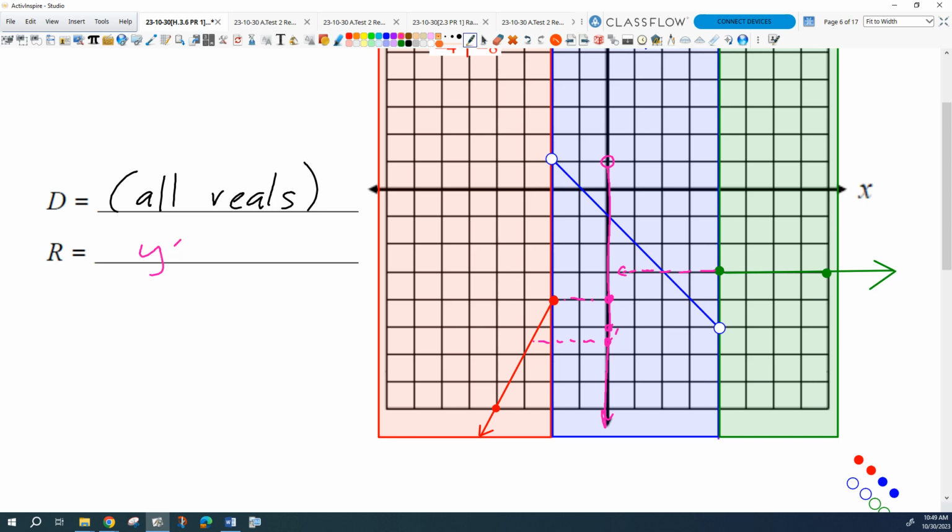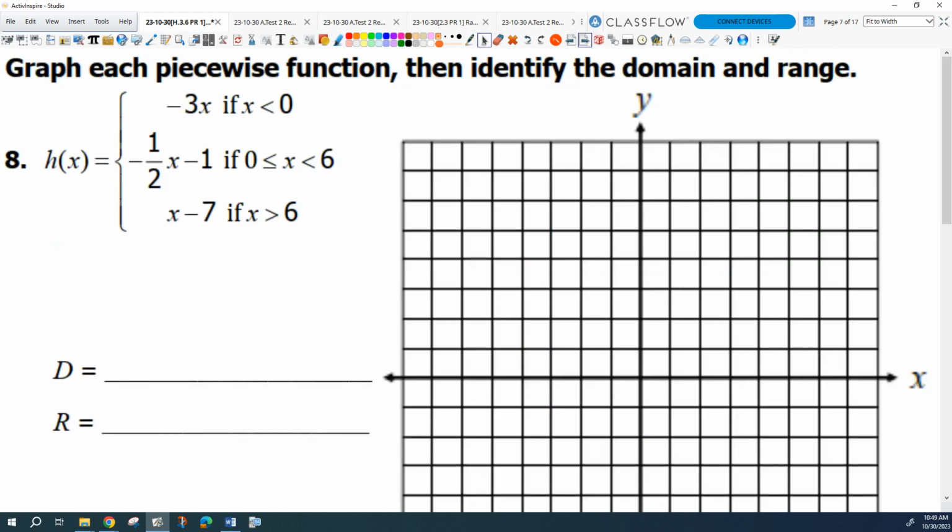All right, so our range, if I'm using an inequality, I would say y is less than 1. Using interval notation, what would that look like? With what kind of parentheses? There we go. Perfect. Okay, good. All right, you're getting this stuff really quickly. That's good.